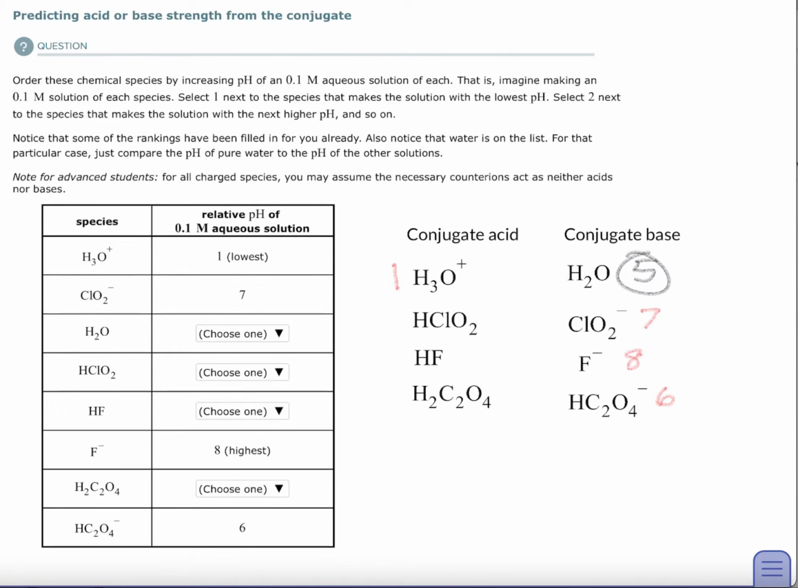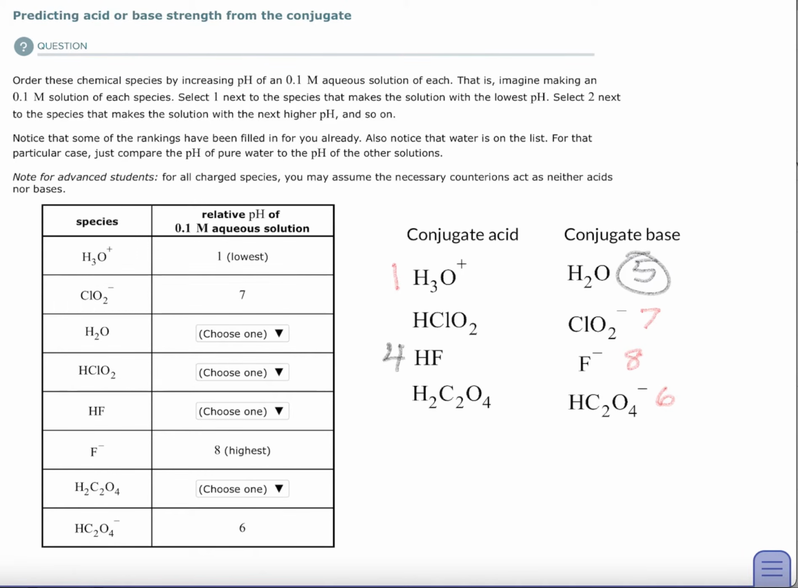So, if water is 5, it needs to be a little bit of a weaker acid than that, because it needs to be slightly acidic, not very acidic. So this number 8 is then going to be 4. That has to be 4.